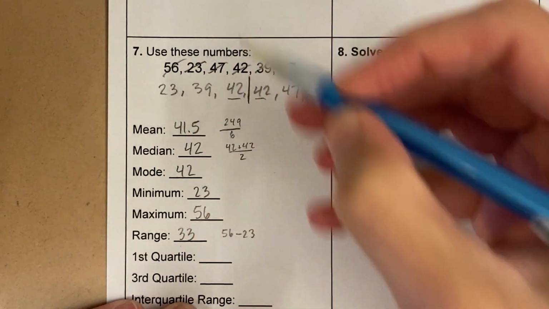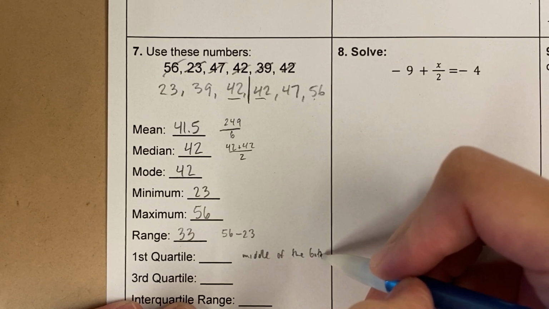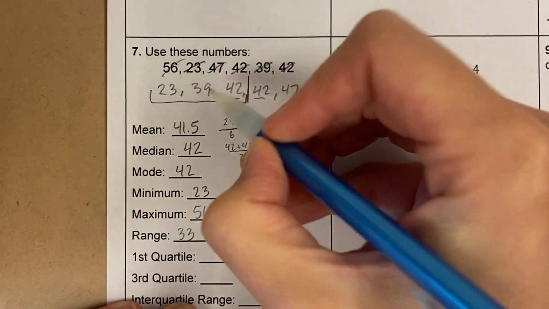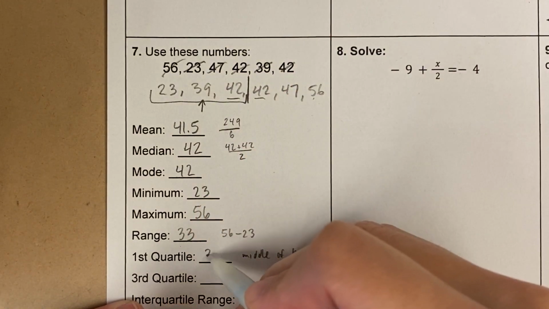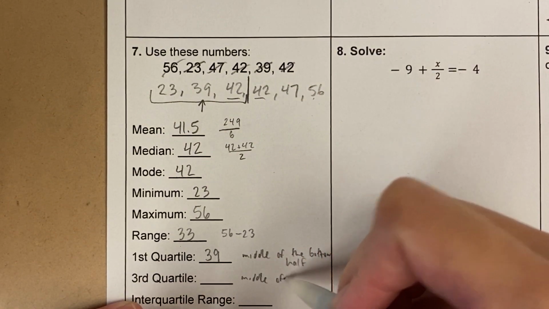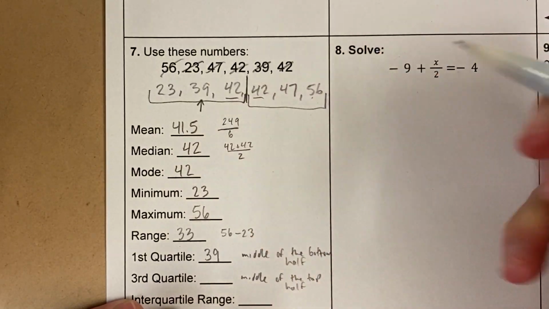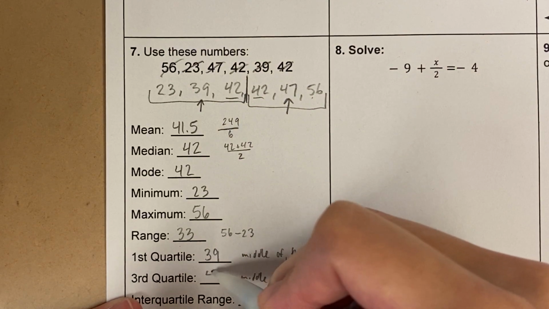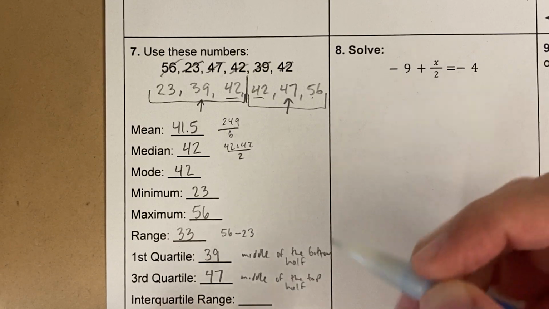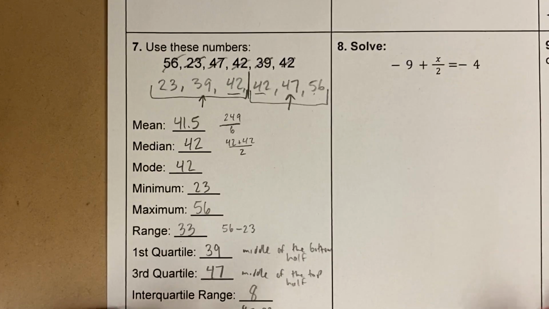The first quartile is the middle of the bottom half. So here's the bottom half of the numbers. The first quartile is the middle number, this one, 39. Okay, the third quartile is the middle of the top half. So here's the top half of numbers. Here is the middle number. That's the third quartile. And the interquartile range, I'm just going to subtract them. 47 minus 39 is 8. Okay, that's done.